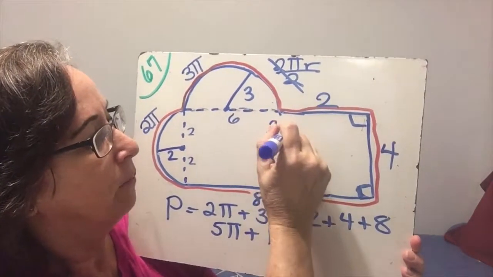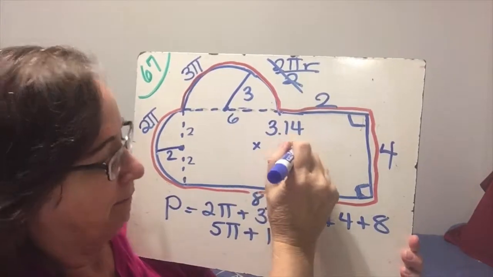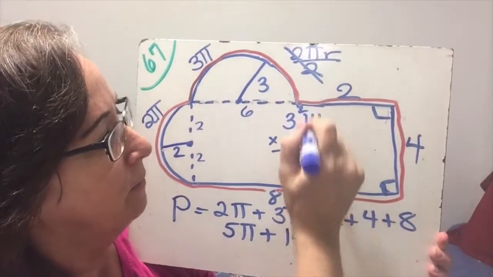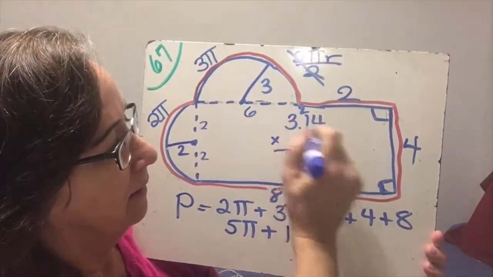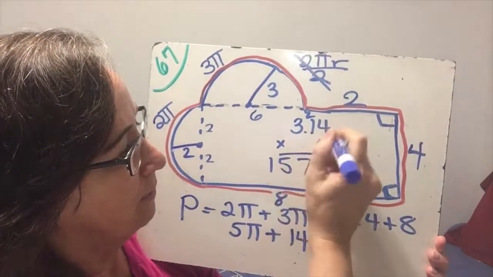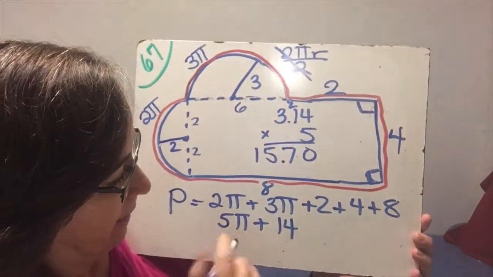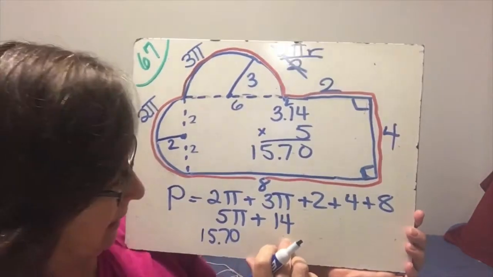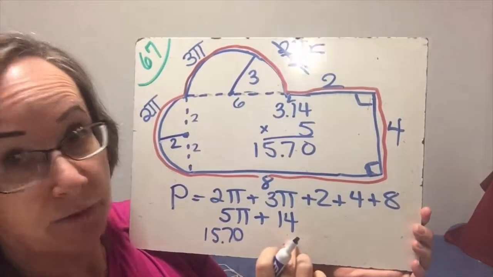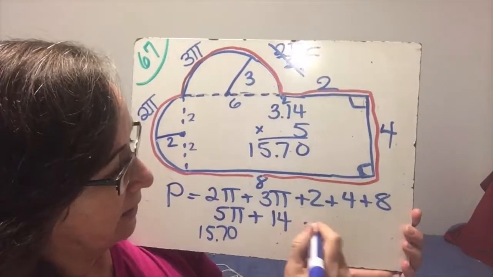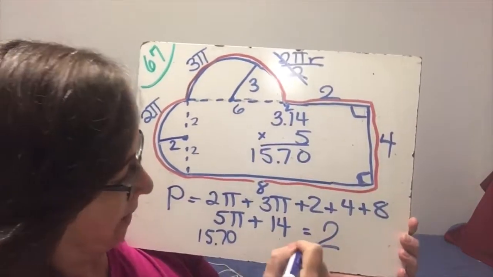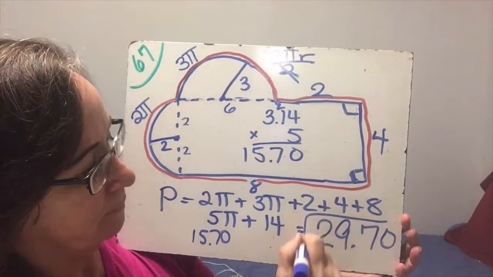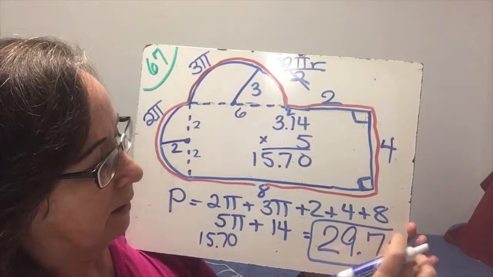So 3.14 times 5. Okay, so 4 times 5 is 20. Carry my 2. 5, 6, 7. 15. So 2 decimals, 15.70. So 15.70 plus 14. And 15 and 14 would be 29. So my answer for my distance around is 29.70.